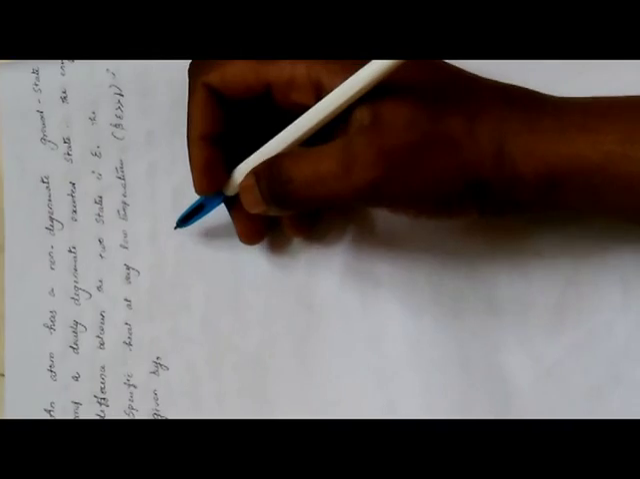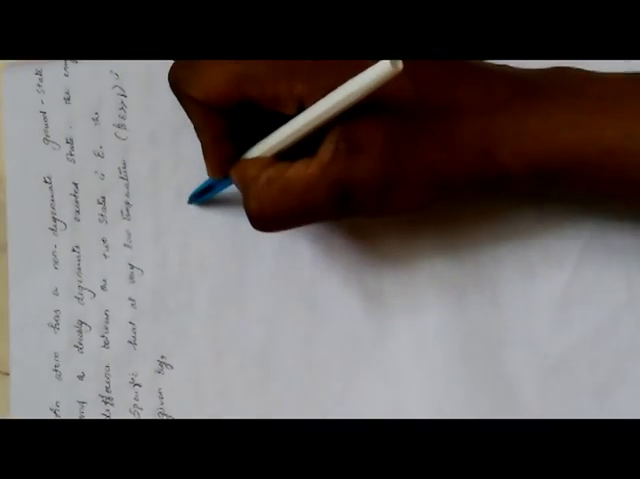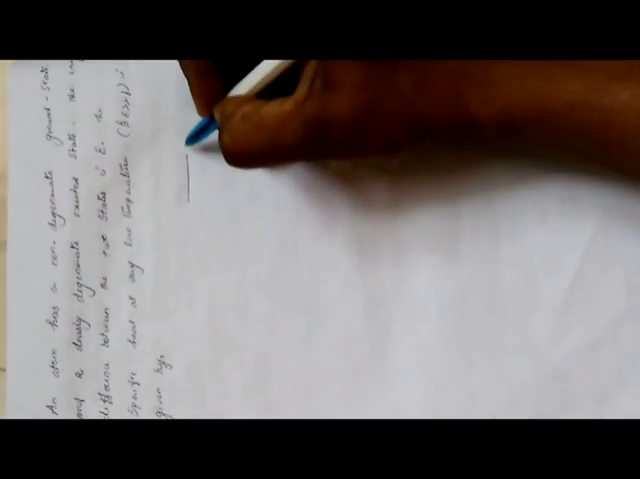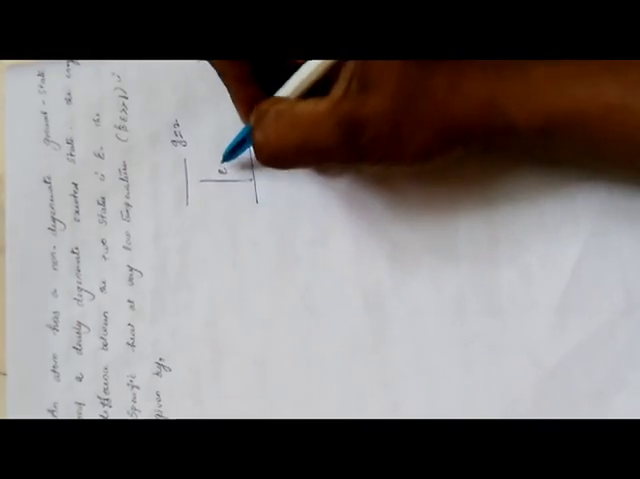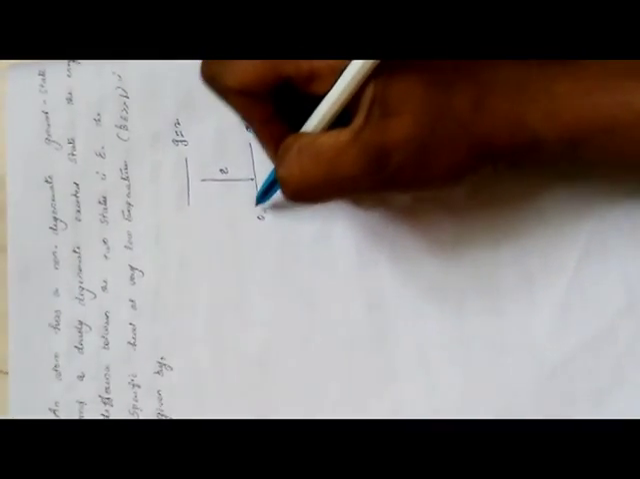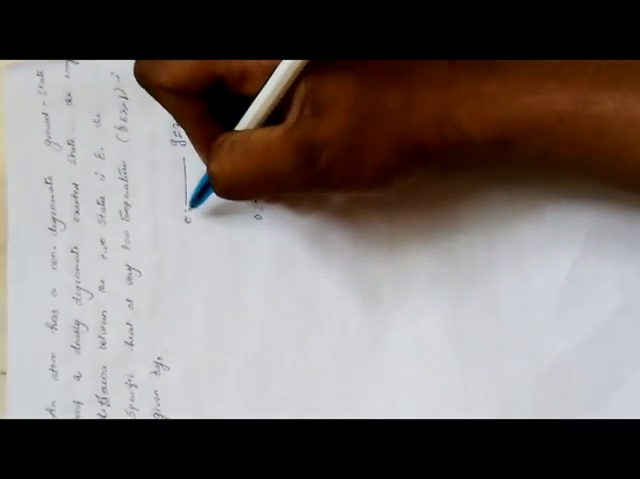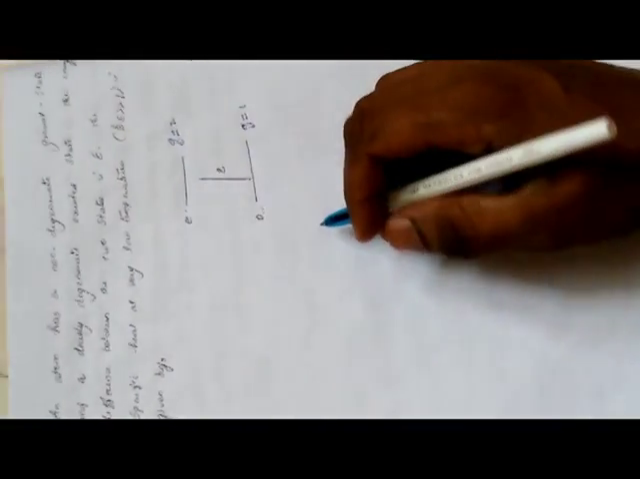For that purpose, we have to draw the diagram first. The excited state is doubly degenerate, so its degeneracy is 2. The ground state is non-degenerate, so its degeneracy is 1. The energy difference is epsilon. You can take this as zero energy, and this is the higher energy. The difference is epsilon.